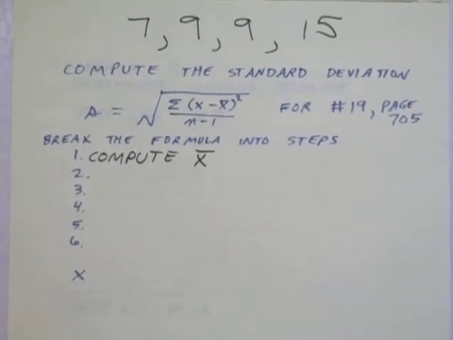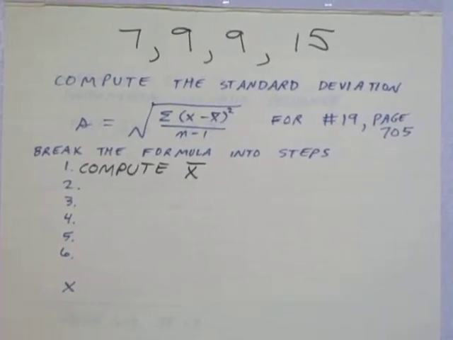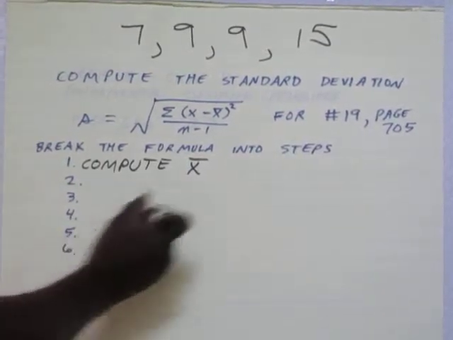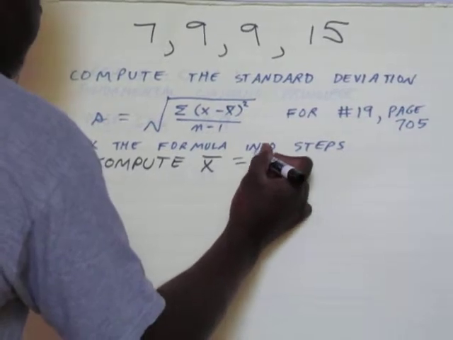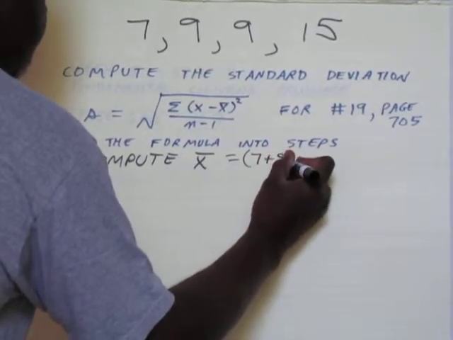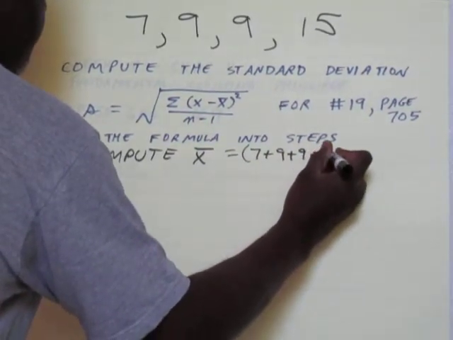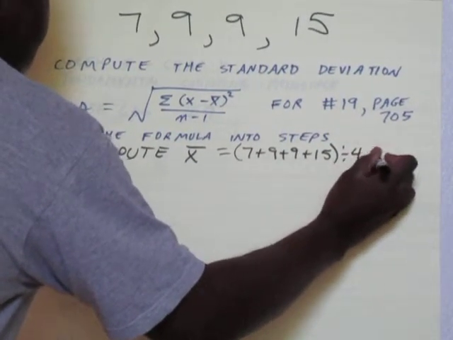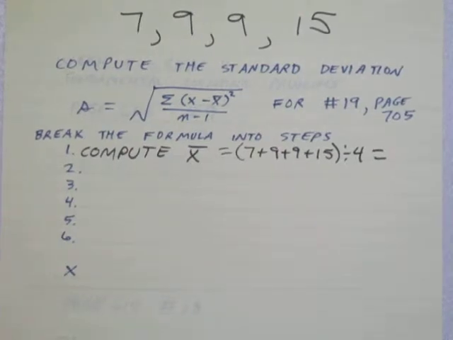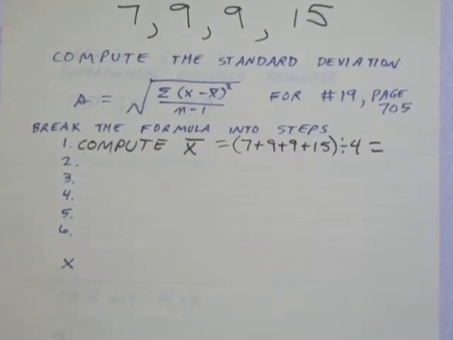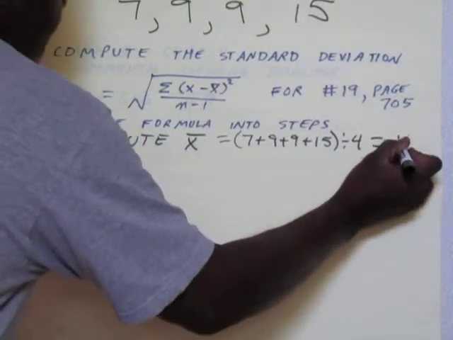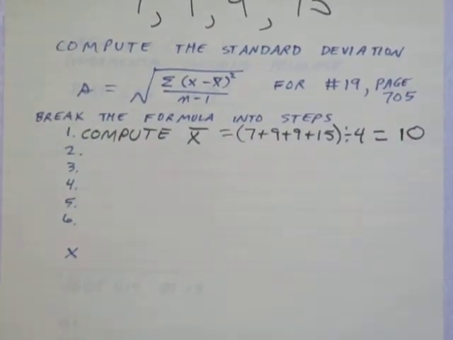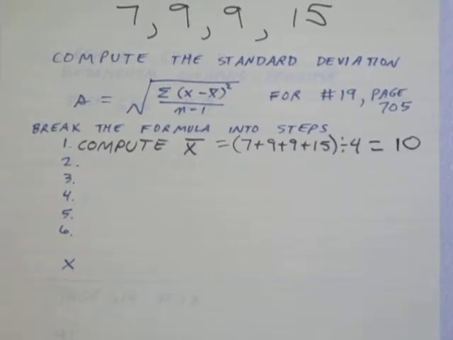So we'll do that. As you recall, that's simply adding the numbers together, and in this case, we'll divide by 4. So the mean is 7 plus 9 plus 9 plus 15 divided by 4. The sum of that list is 40. 40 divided by 4 is 10. So then our average is 10.